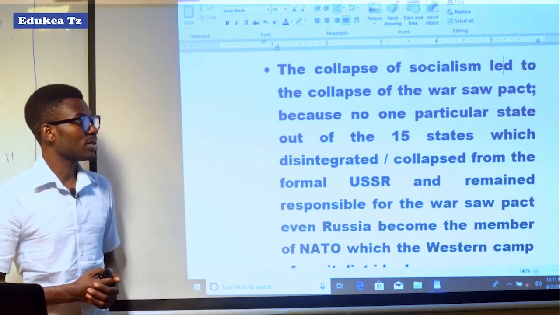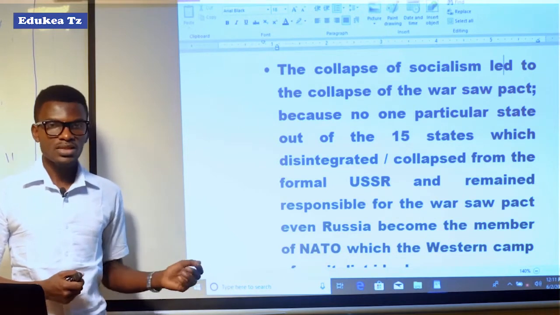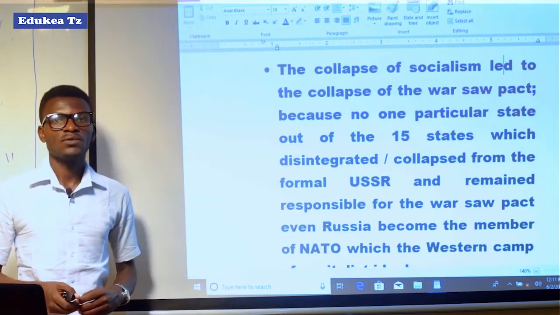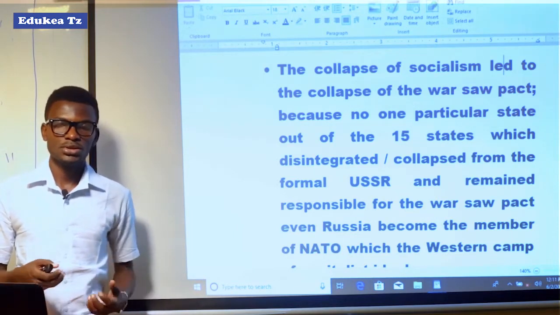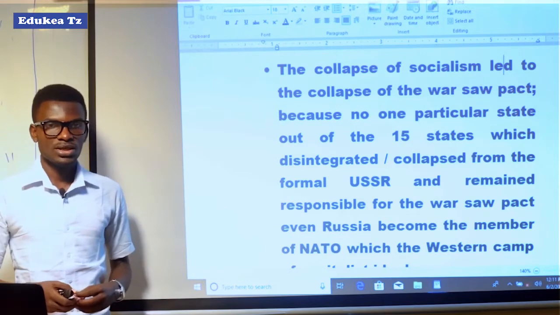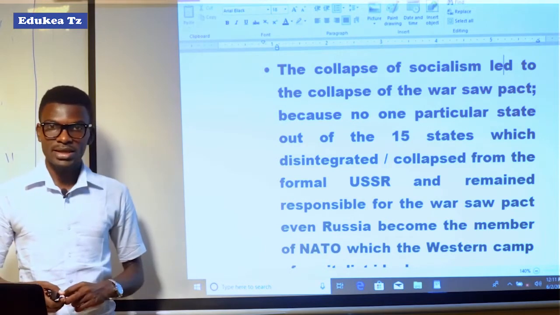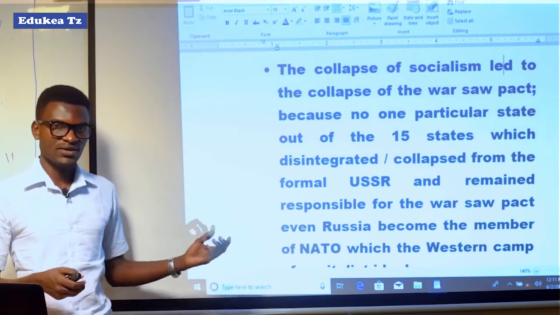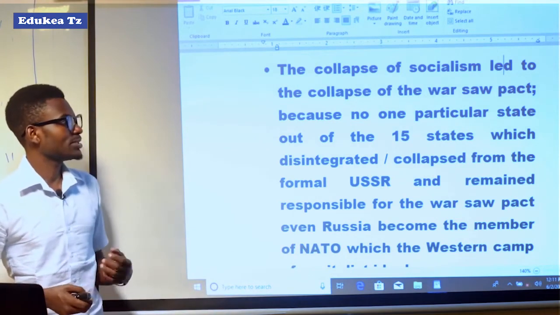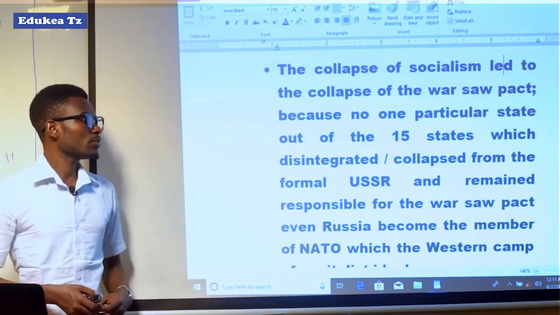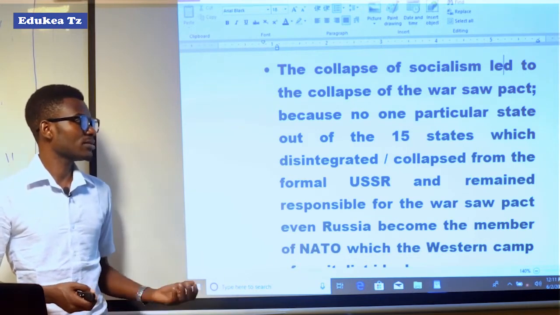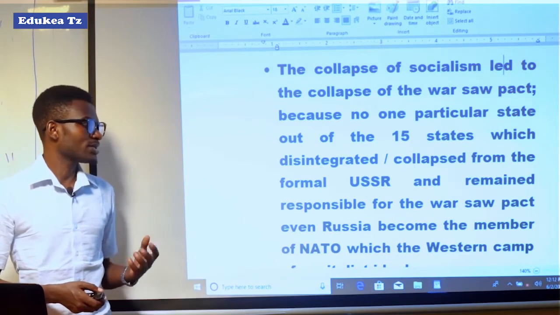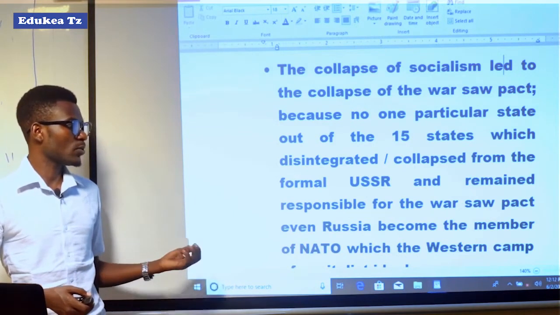The Warsaw Pact was formed as a response to the formation of NATO, the North Atlantic Treaty Organization, by the USA. The Warsaw Pact collapsed soon after the collapse of the USSR, because no particular state out of the 15 states which disintegrated from the former USSR remained responsible for the Warsaw Pact.